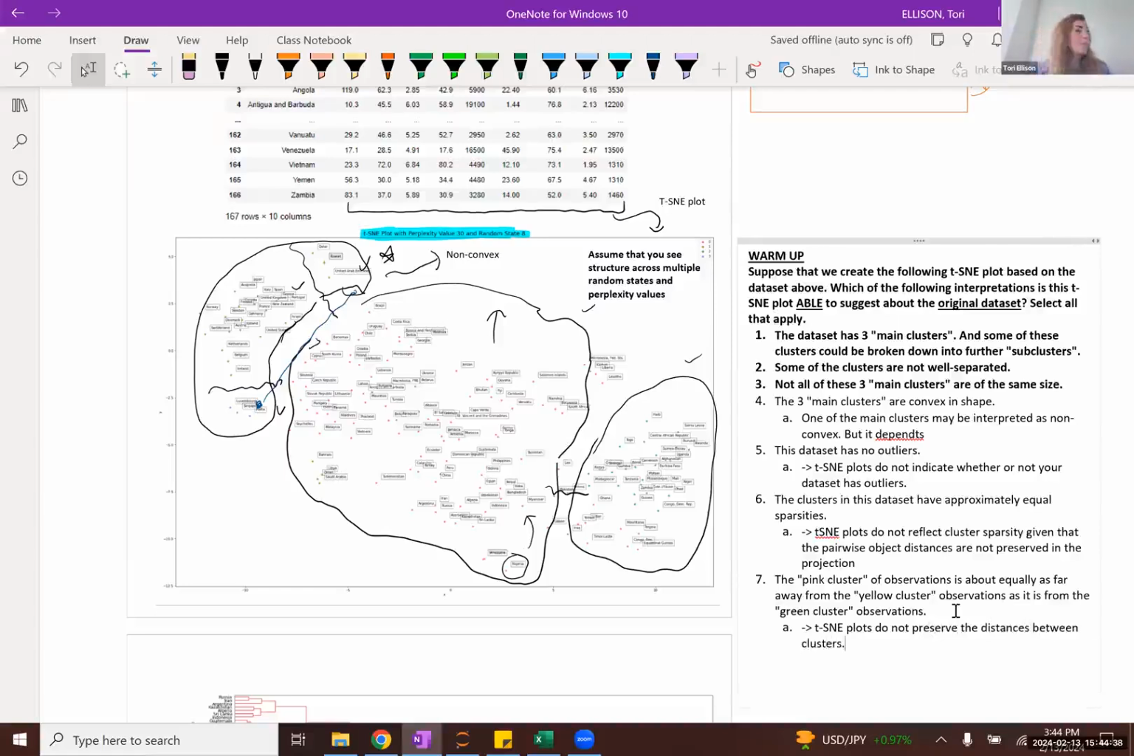Okay. All right. So I really like to hone the interpretations of TSNE plots in class, because this is one of the most common things that I take off points for in the final project. So just keep that in mind. Okay. Any questions on that?